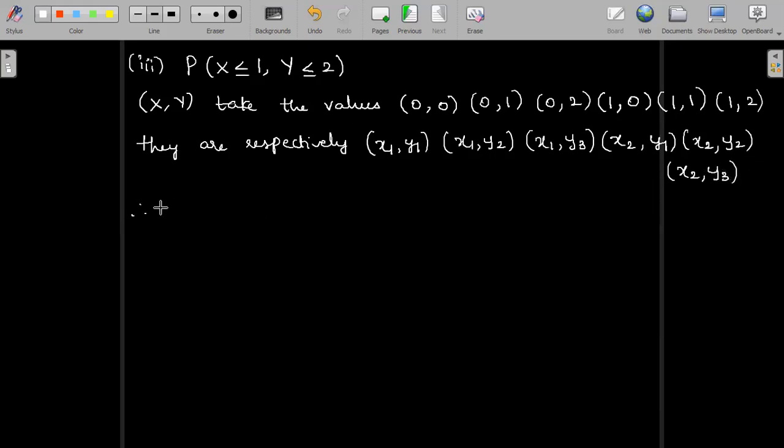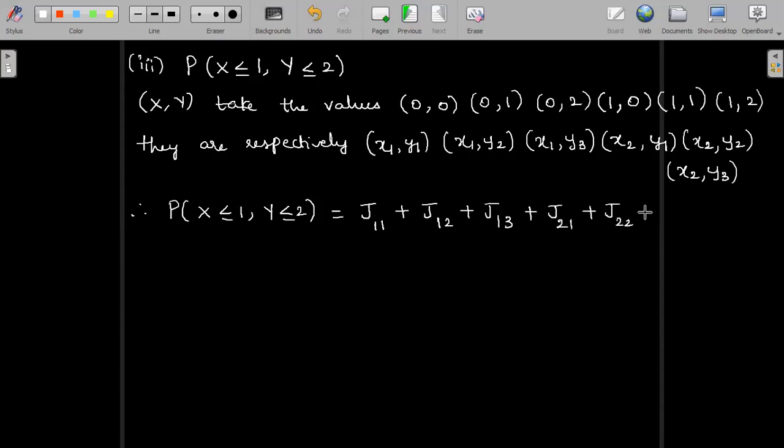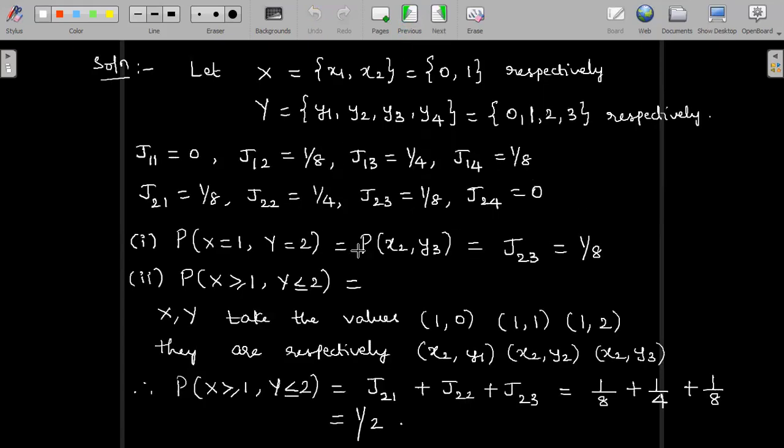So therefore, when we want to find out probability of x less than or equal to 1, y less than or equal to 2, this can be written as j11. Looking into the suffix, it's easy to write down now. So j12 plus j13 plus j21 plus j22 and lastly j23. We have already written all the respective j values, no? So j11, j12, j13, etc. We have written all of them.